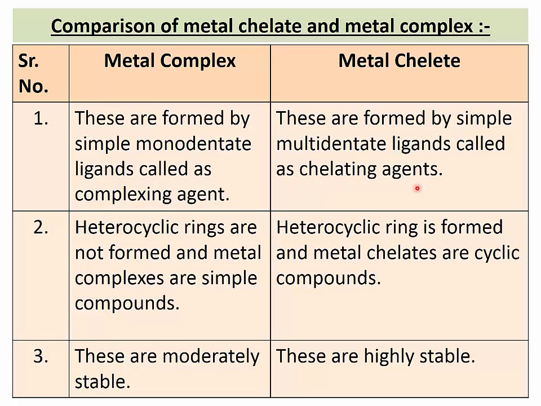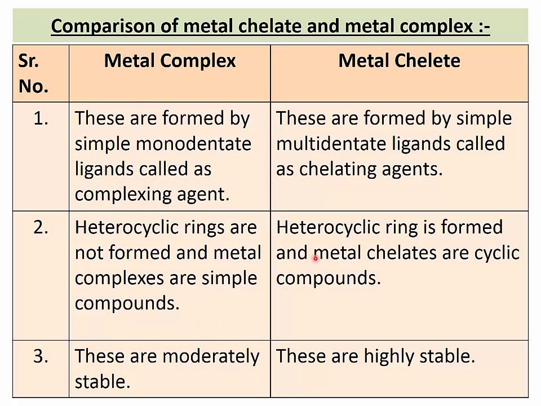Got it? So, a multidentate ligand attaches to the metal ion or atom through two or more donor atoms. These ligands are called chelating agents. Next one, heterocyclic rings are not formed and metal complexes are simple compounds. A monodentate ligand attaches to the metal ion or metal atom, and there is no formation of a heterocyclic ring.